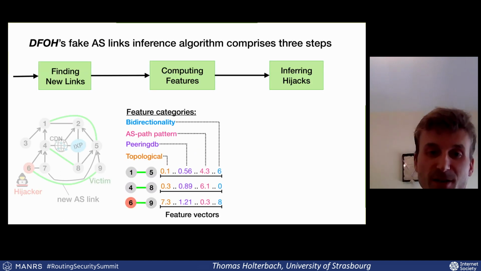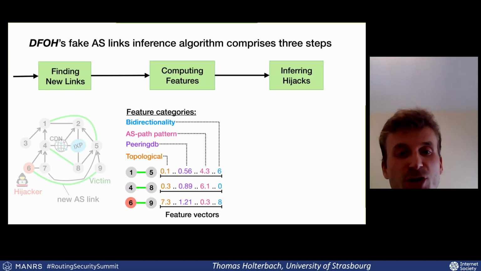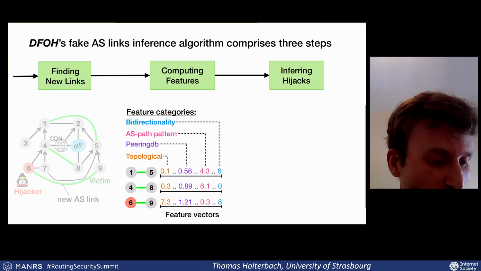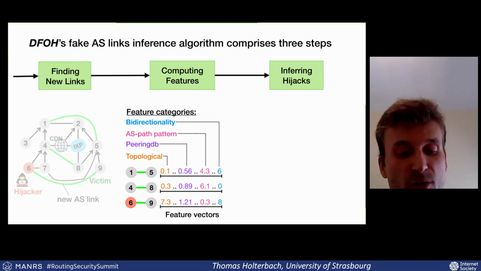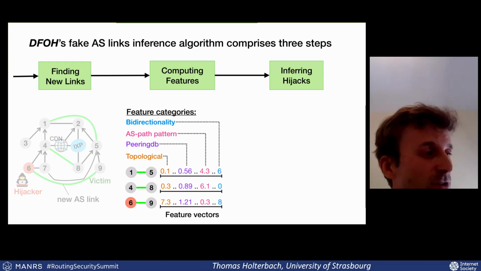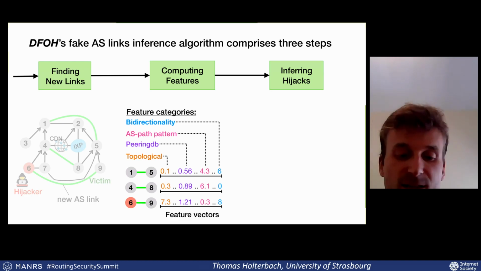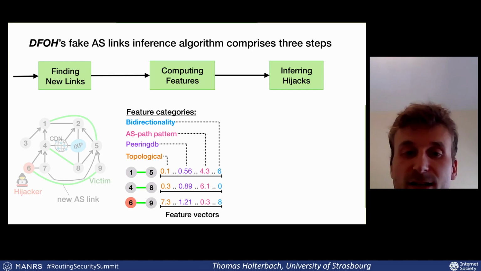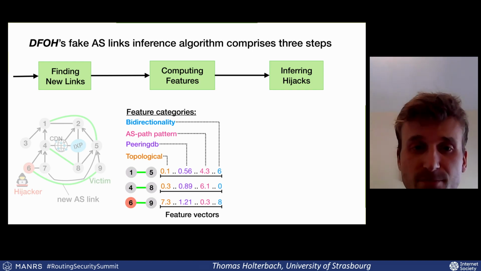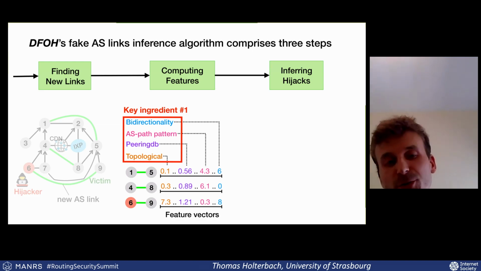And finally, we have another feature, which is the bidirectional feature. We just look at whether we can see a link in both directions, for instance, in one direction in an AS path and in another direction in another AS path. This is actually a very strong indicator that this link is legitimate, because an attacker cannot fake both directions of a link. Okay, and those 4 features are actually the key ingredient number 1.